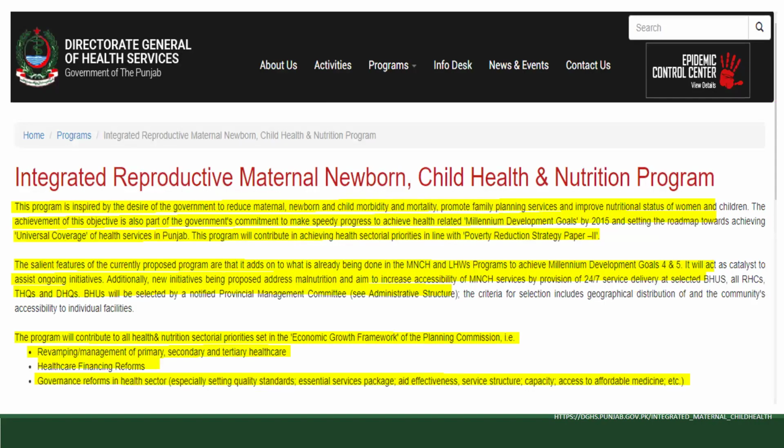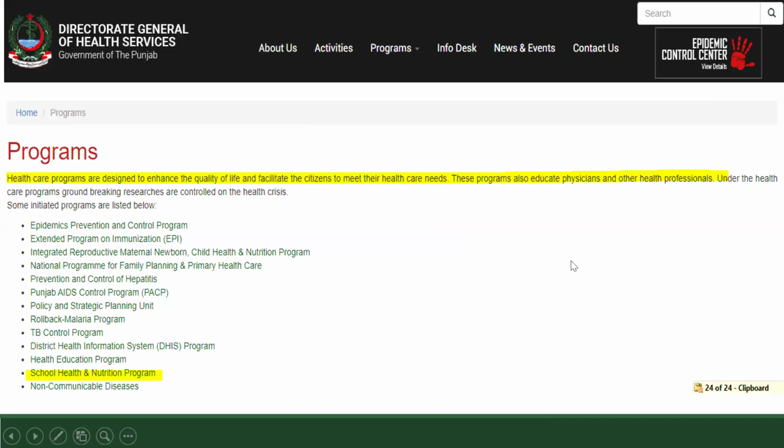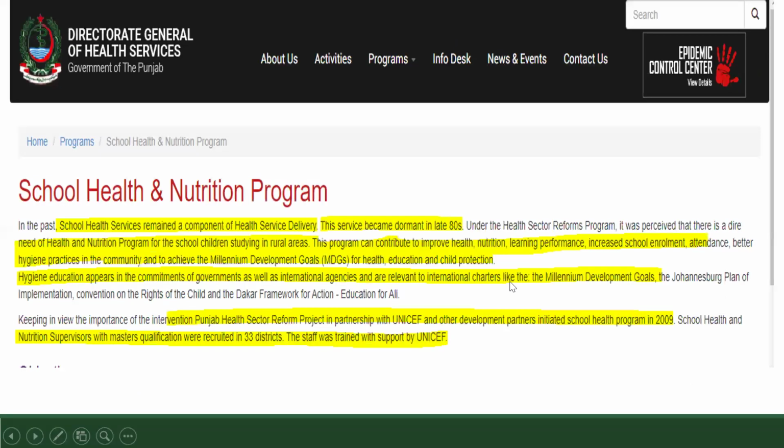Now, the Integrated Reproductive Maternal, Newborn, and Child Health (IRMNCH) and Nutrition Program. The IRMNCH and nutrition programs include the school health and nutrition programs. The school health and nutrition program services remain a component of the health service delivery. This program can contribute to improved health, nutrition, learning performance, increased school enrollment, attendance, better hygiene practices in the community, and to achieve the MDGs for health education and child protection.